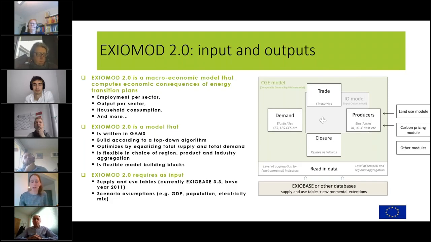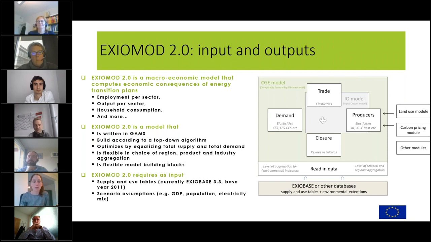Or, for example, if you would like to take a look at all countries in Europe as separate nations and then aggregate the rest of the world, that's also possible. So it's quite a flexible model. It's also flexible in the sense that it allows you to make choices in equations. So consumer behavior you can model in different ways, and it's flexible in that sense.